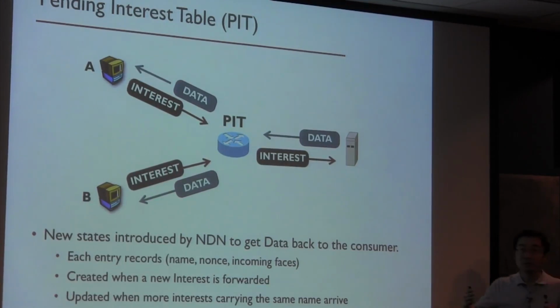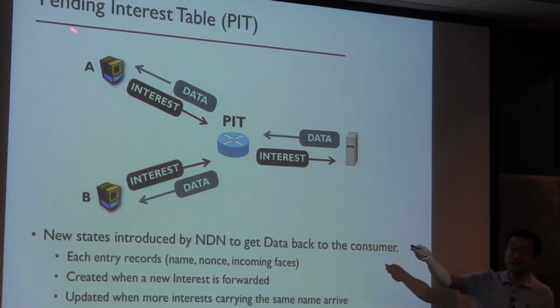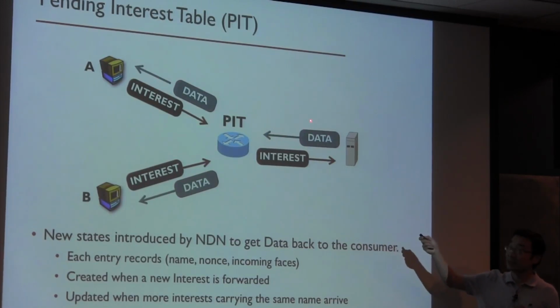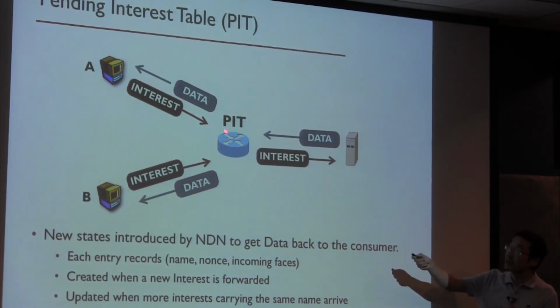If you don't have this, think about how data goes back. Because data only has a name in it. If you do name-based routing, that routing always points here. You cannot get data back. You use the PIT to get data back.